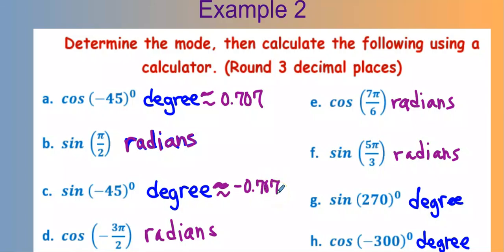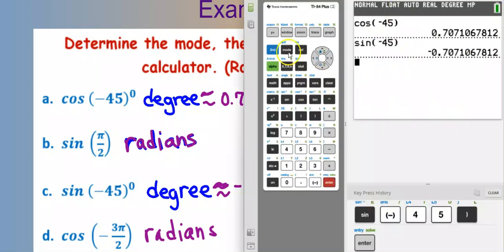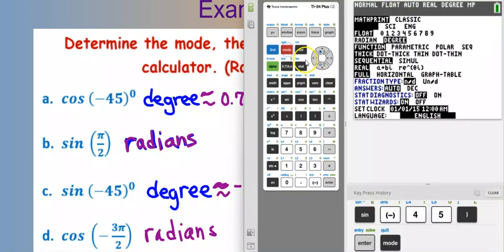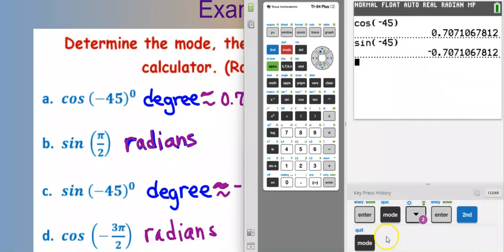Okay. Now, we're going to do the other ones real quick. We're going to change to radian mode and then go from there. All right, so we're going to go back to mode. We're going to go down and we're going to hit radian, highlight radian. We're going to do second quit again, second mode or second quit.